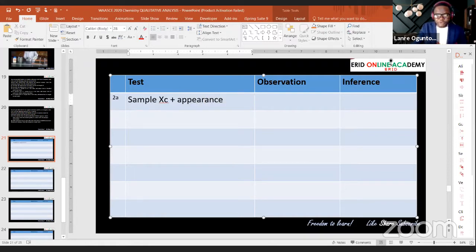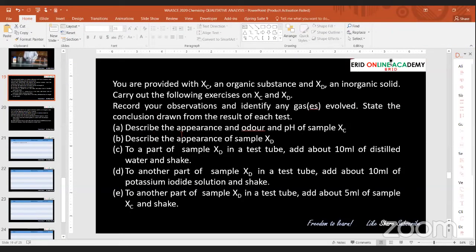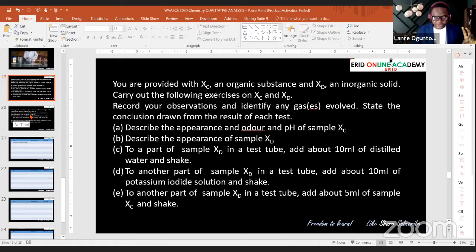And what else are you supposed to do with sample C from the question? What are you supposed to do? This is the question. Tell me the next thing you're supposed to do. Describe the appearance of the sample. Okay, appearance, yes. And what's the second thing?